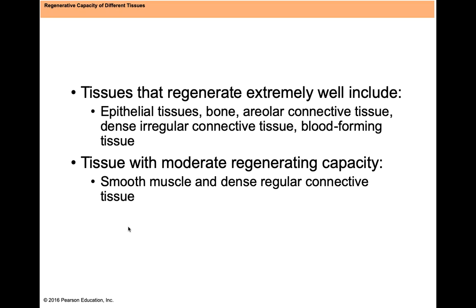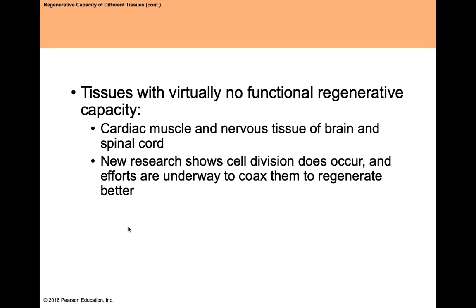Tissue with moderate regenerating capacity is going to be like our smooth muscle and dense regular connective tissue. Then there are tissues with virtually no functional regenerative capacity, so our cardiac muscle and nervous tissue of the brain and spinal cord. This especially happens as you get older, not so much when you're a little kid. Our cardiac muscles and our nervous tissues are going to be at greater risk. Once they're damaged, they don't heal properly. That damage is typically permanent.